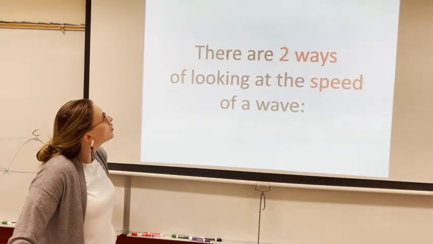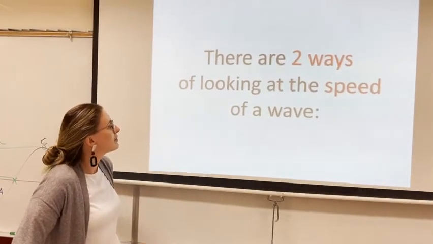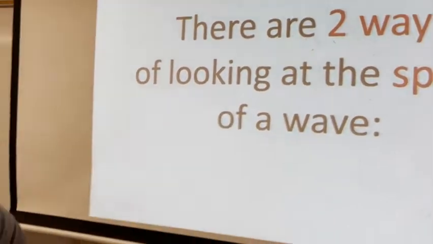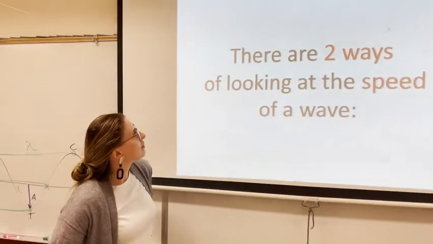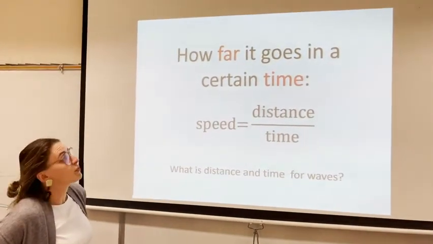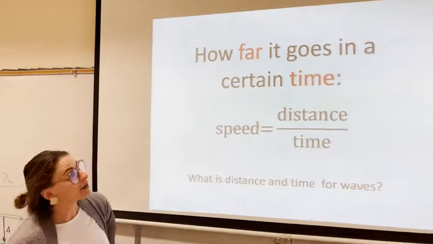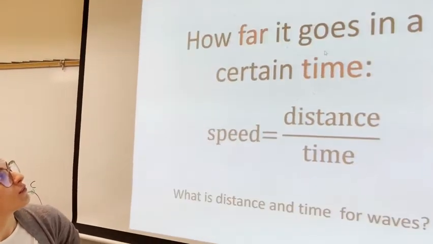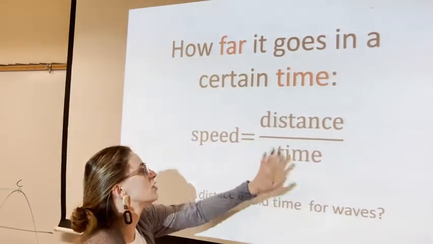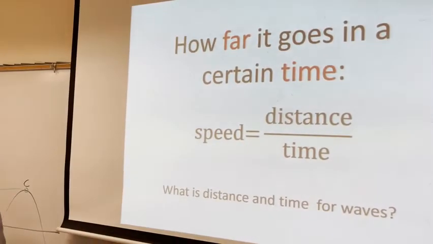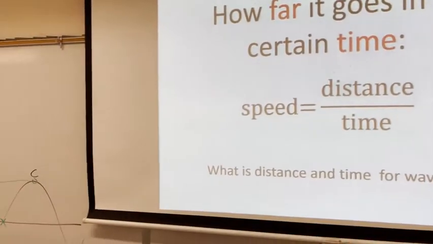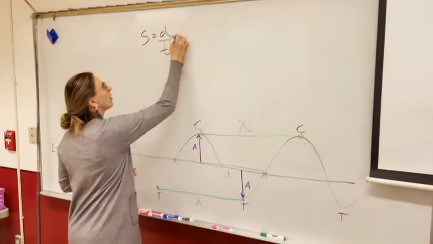There are two ways of looking at the speed of a wave. Good thing for you is you are familiar with one of them. Let's talk about that first one. This is the first way of talking about the speed of a wave: how far something goes in a certain amount of time. Speed is distance over time. Yesterday we had 8 meters divided by how much time it took to go 8 meters, and that gave us the speed of the wave in meters per second.